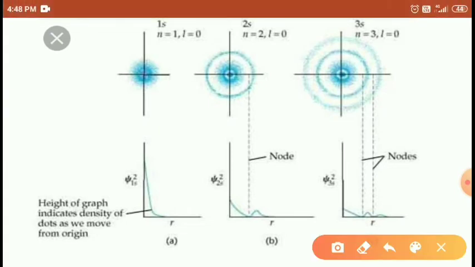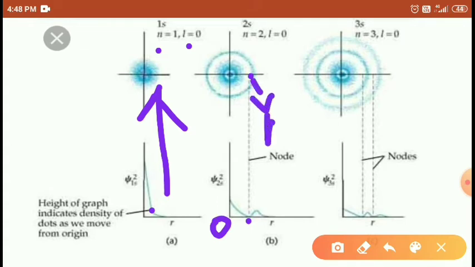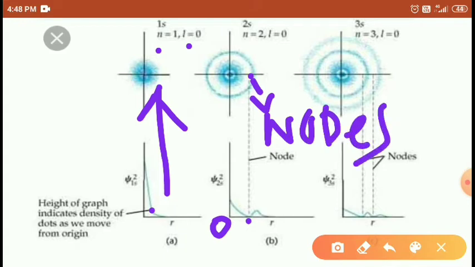Okay, look here, students. For the 1s orbital, the electron density is high here, so there is no node. That is the 1s orbital, n equals 1, l equals 0. In this case, the electron density reaches 0 here. Yes, 0. That we consider as one node. It means there is no electron available. That is what we call a node or nodal surface.